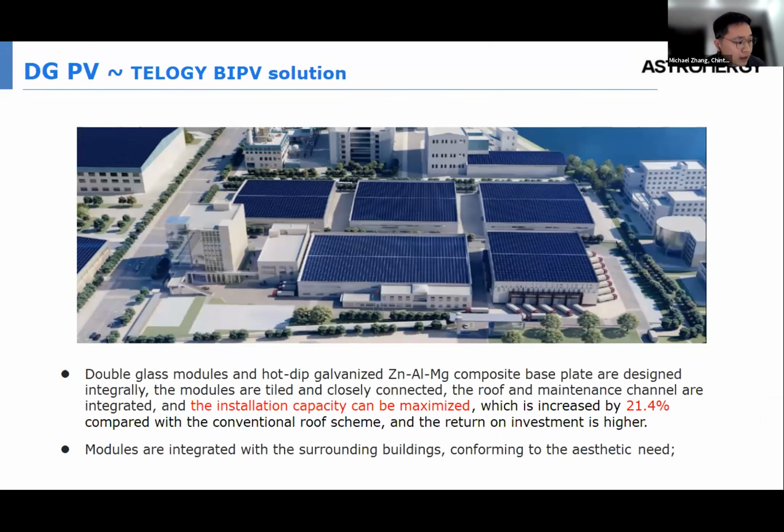We are applying the double glass solar module with a hot dip galvanized zinc aluminum magnesium composite plate, which is patented. The modules are tiled and closely connected. The roof and the maintenance channel are integrated, and the installation capacity can be maximized, which means 21.4% more compared to the conventional roof scheme, and the return on investment is higher. The modules are integrated with surrounding buildings, conforming to aesthetic needs.